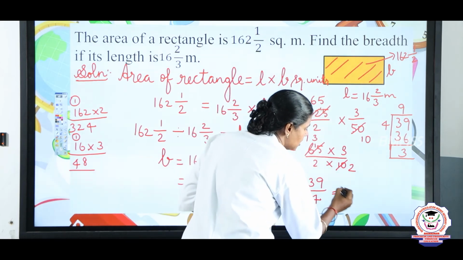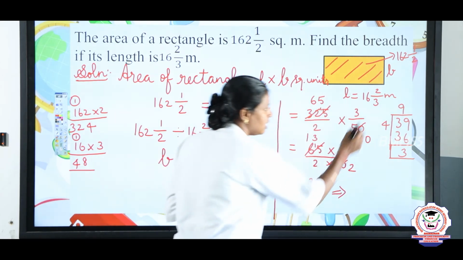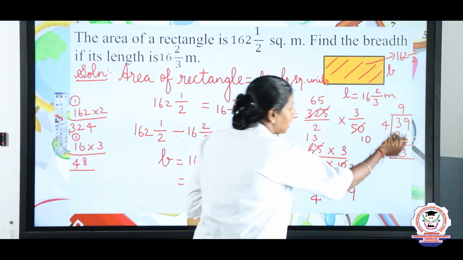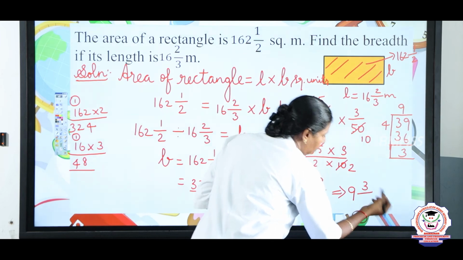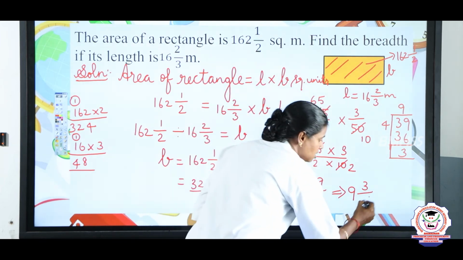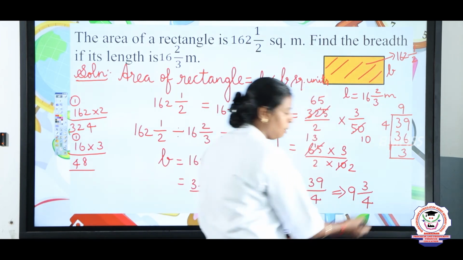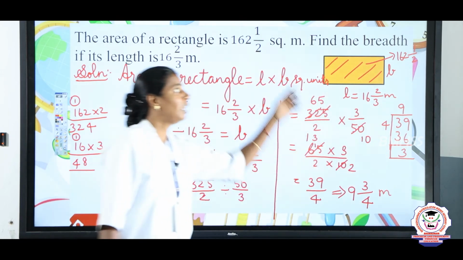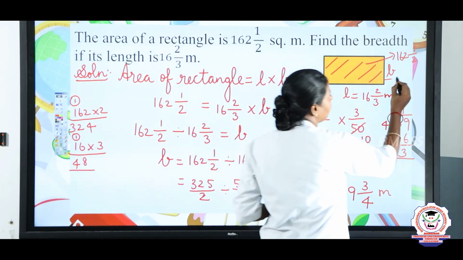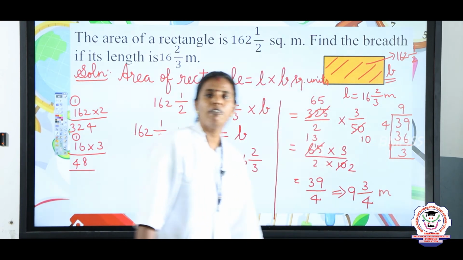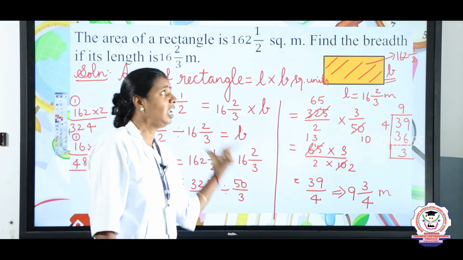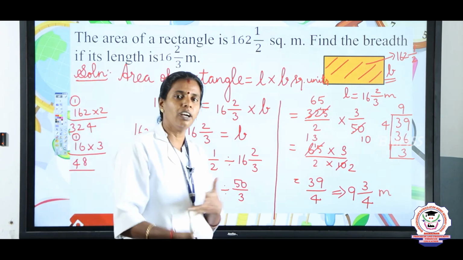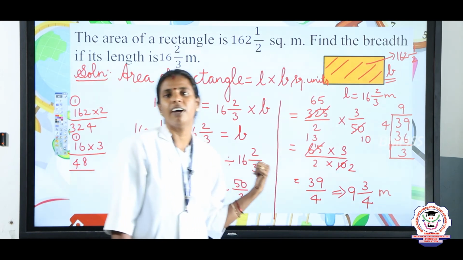We can express this improper fraction as a mixed fraction, as the quotient is 9. The remainder is 3 in the numerator, and the denominator is 4. So, 9 3 by 4 meter. Therefore, the breadth of the given rectangular field is 9 3 by 4 meter. Is it clear, children? So, wherever in our day to day life you want to find the area of a rectangle or area of a square, we can use multiplication or division like this.